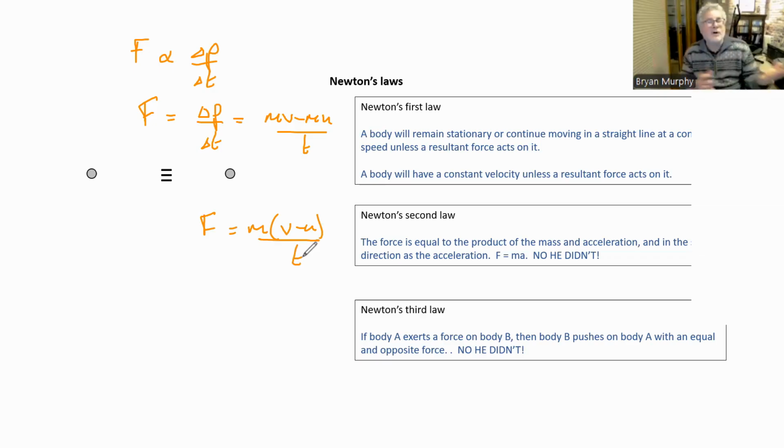Okay, if it's like a rocket burning fuel or a car burning fuel, then the mass is not constant. The thrust of the engine can be constant, but the mass is not. So we've got to think about that, and that makes life slightly harder. But usually the mass is constant. So I can take the mass out of the bracket, and we recognize v minus u over t is the definition for acceleration. So we can get that. But that's only if m is constant, and only if we use SI units.